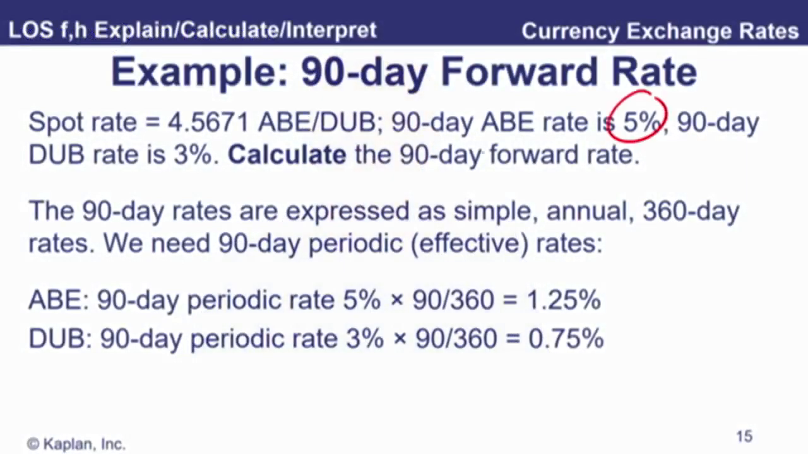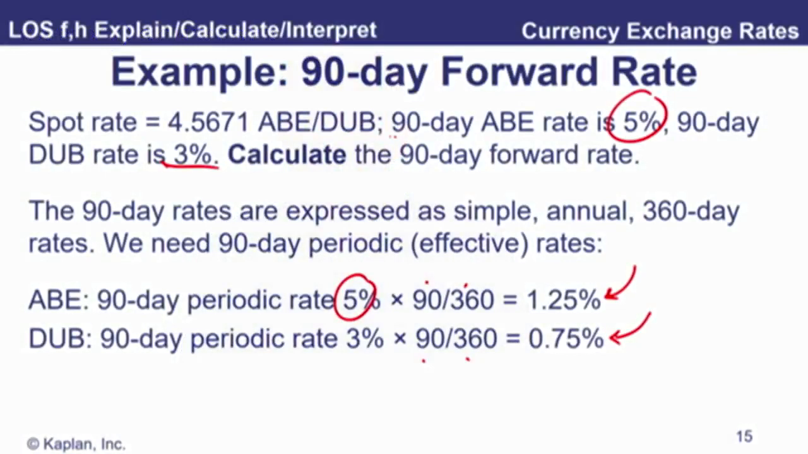But the good news is it's simple. So if you've done the quant segments, you should know. If I have a simple rate, it's annual at 5%, and it's based on 360 days, all I need to do to get it down to a 90-day rate is multiply it by 90 over 360. That leaves me with a 90-day rate of 1.25. DUB, well, same thing, 3%, annual on 360, times it by 90 over 360, you get 0.75.